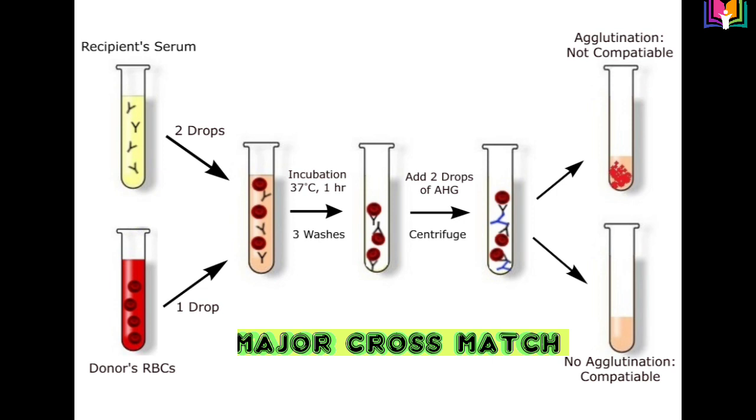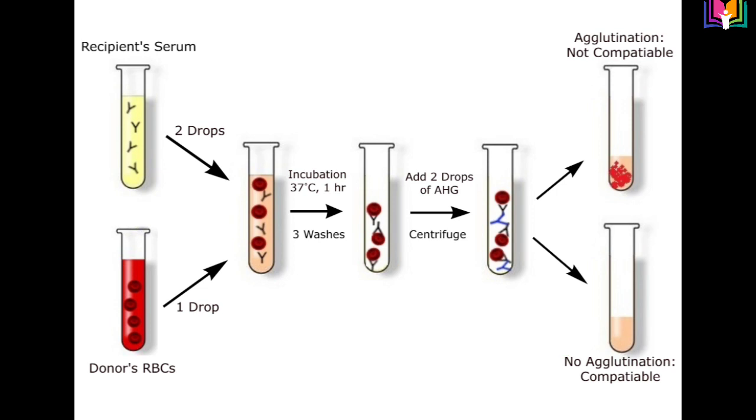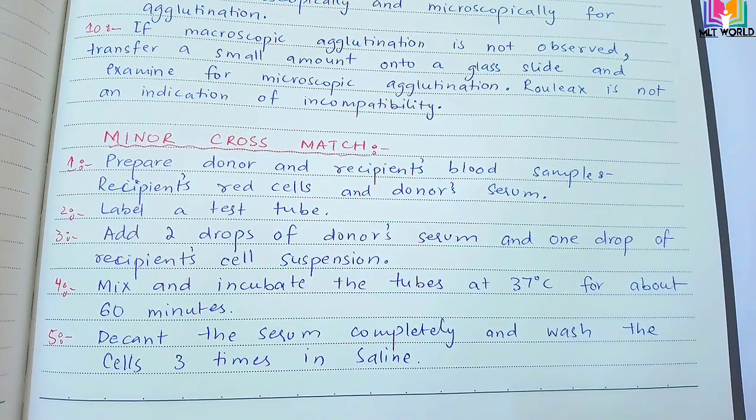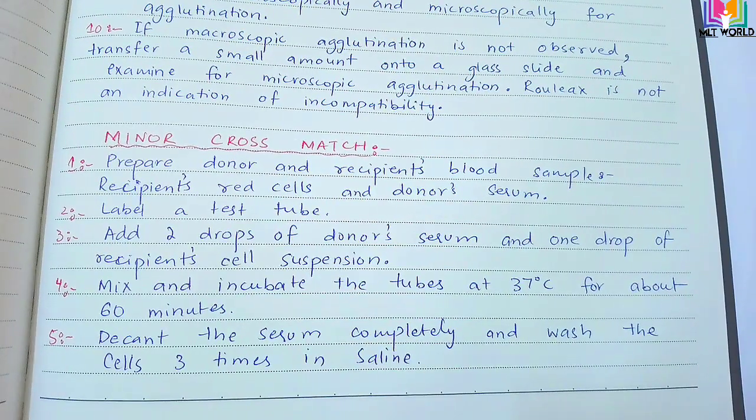After that, in that washed tube we will add 2 drops of anti-human globulin and allow it to stand for 5 minutes. After that we will centrifuge, and then observe for agglutination. If there is agglutination, as you can see above the tube, then it means that donor and recipient bloods are not compatible with each other. And if there is no agglutination, it means they are compatible with each other and we can transfuse the blood. So with this diagram also you can understand the procedure of major cross match.